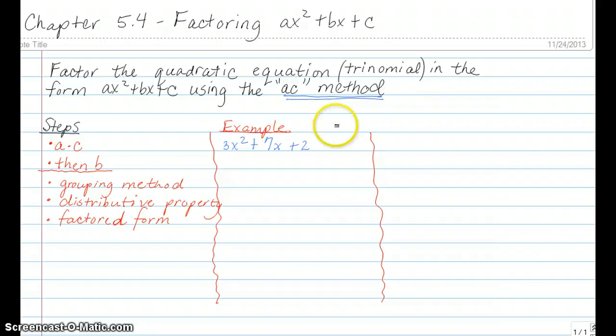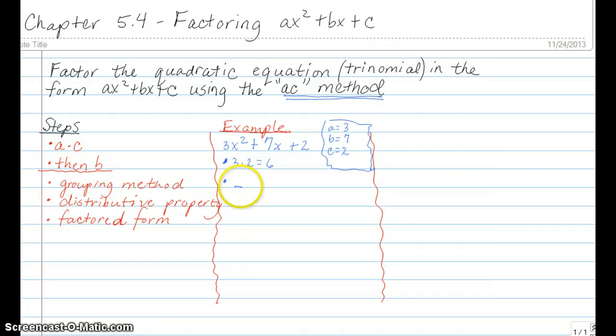Okay, our first step is to write our a, b, and c, which we do pretty much for anything related to quadratics. A is 3, b is 7, and c is 2. And then we're going to multiply. Step 1 will be to multiply a times c, so 3 times 2, which equals 6. Now, the next part is then b.